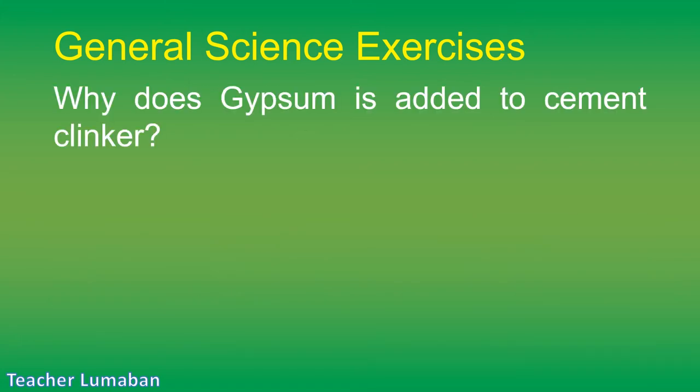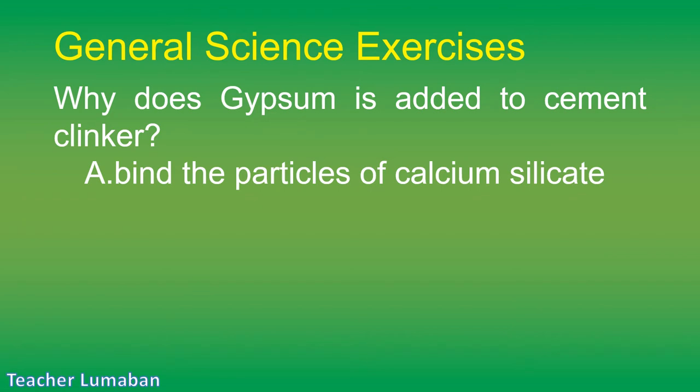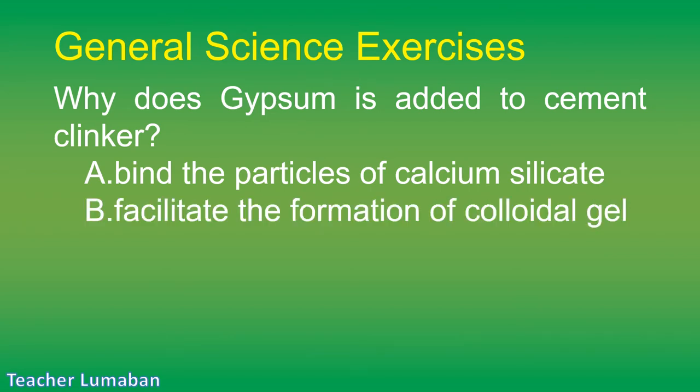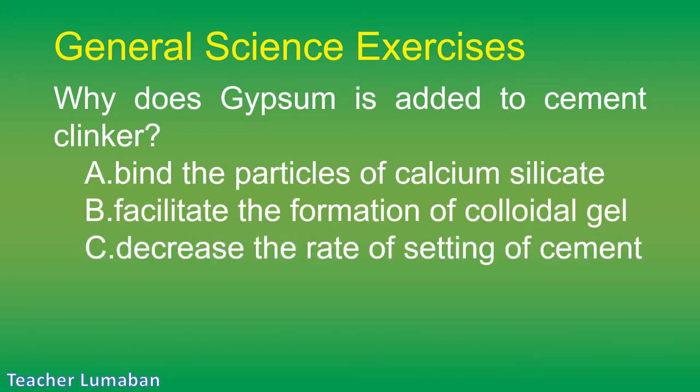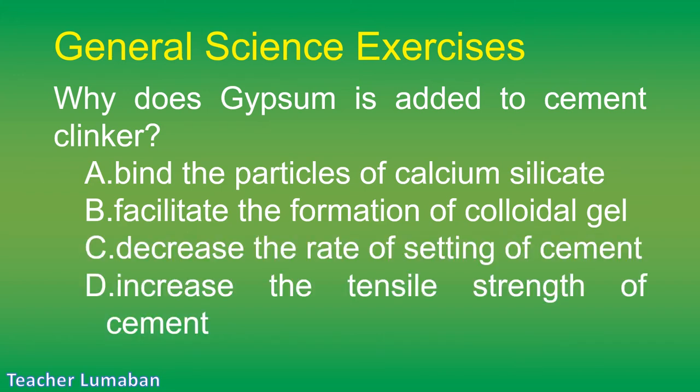Why is gypsum added to cement clinker? Letter A, bind the particles of calcium silicate. Letter B, facilitate the formation of colloidal gel. Letter C, decrease the rate of setting of cement. Letter D, increase the tensile strength of cement. Choose the suitable answer to the following choices in 5 seconds. 5, 4, 3, 2, 1.